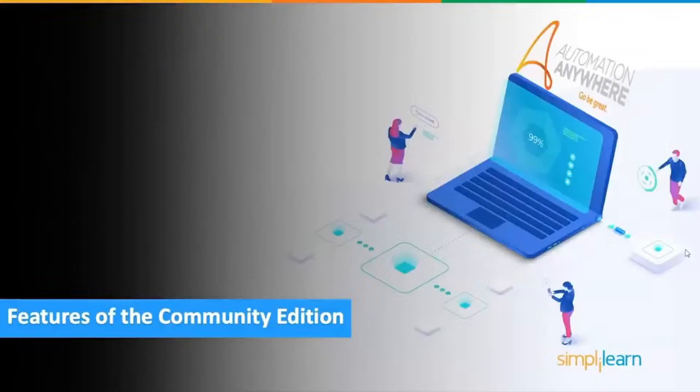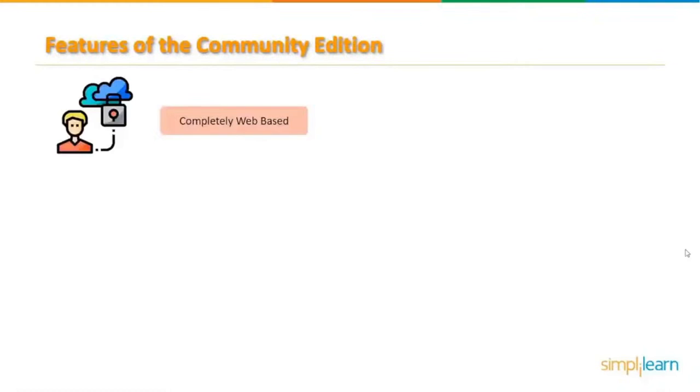Let's look at the features of the Community Edition. Students and developers can use the Automation 360 Cloud platform for free with the Community Edition. It is completely web-based. You can build a RPA bot in the cloud from any device thanks to a completely web-based experience that requires no download. Utilize the cloud to gain access to cutting-edge enterprise-class technology.